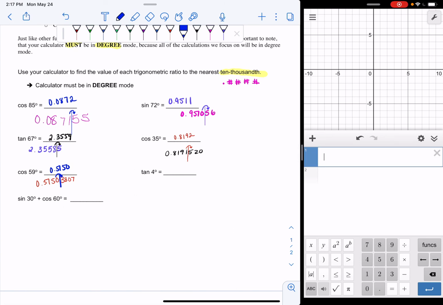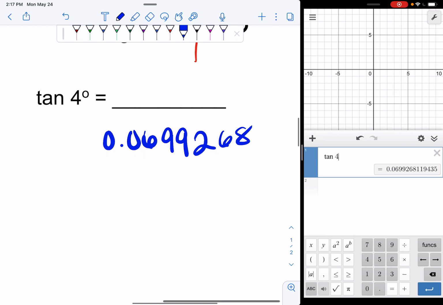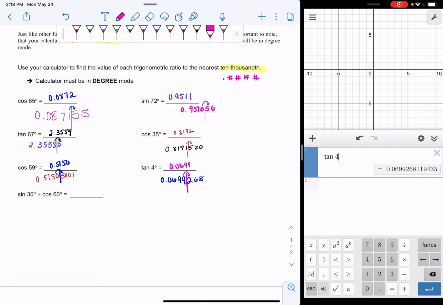Now I want to do the tan of 4. I type in tangent of 4, and I get that long number, 0.0699268. I want to round to the nearest 10,000th, so I go 1, 2, 3, 4. Look after my 9, it's a 2, so it stays the same. I have 0.0699 as the tangent of 4.